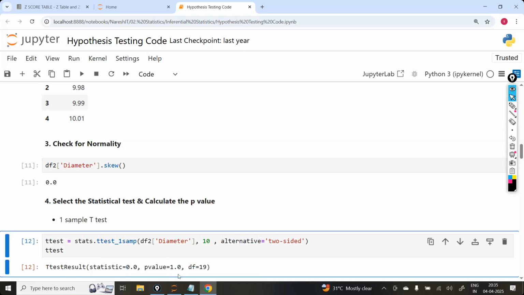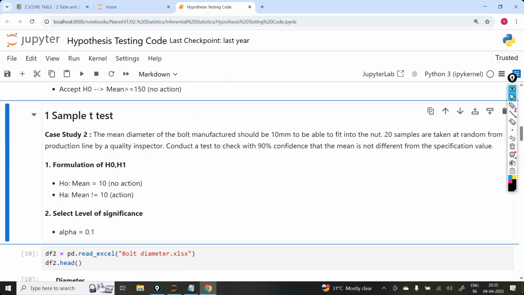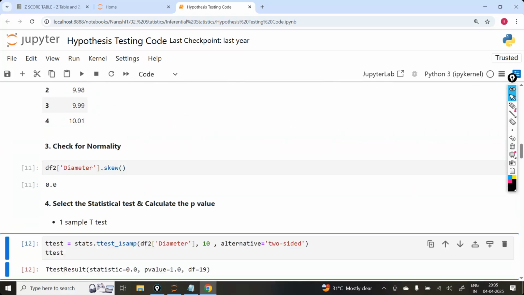What is DF? In the Z test, we have not got the DF. In the Z test, you have got only the test statistic value and p-value. Why are we getting the DF here? Degree of freedom. Do you remember, in the sample standard deviation, what we have to calculate? N-1. Here, how many samples are there? 20 samples. For 20 samples, what is N-1? That is the number. N-1, basically. Do you remember the degree of freedom?